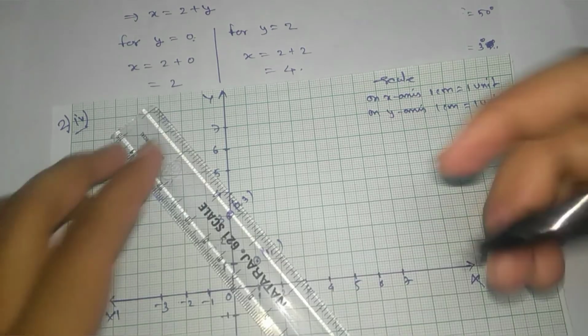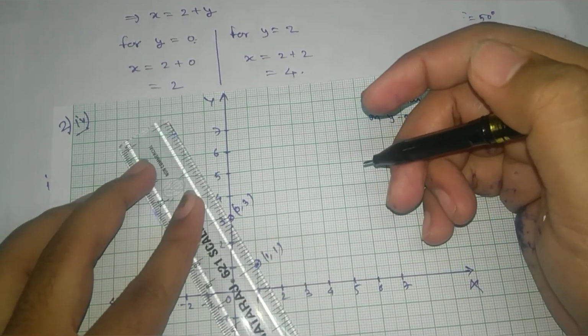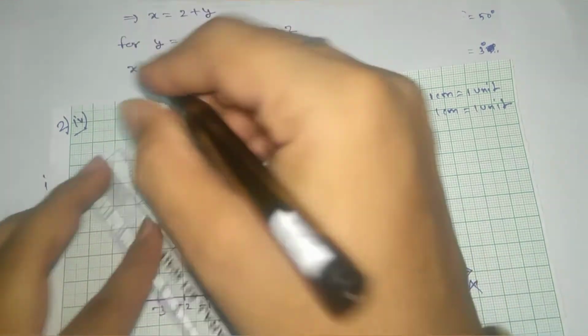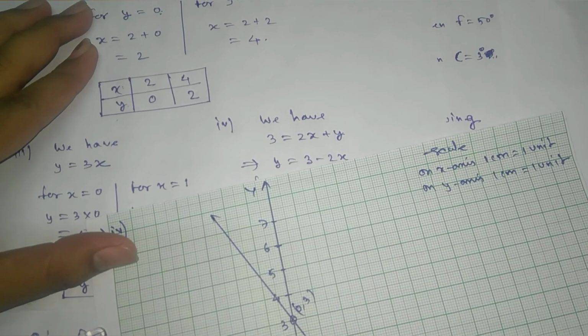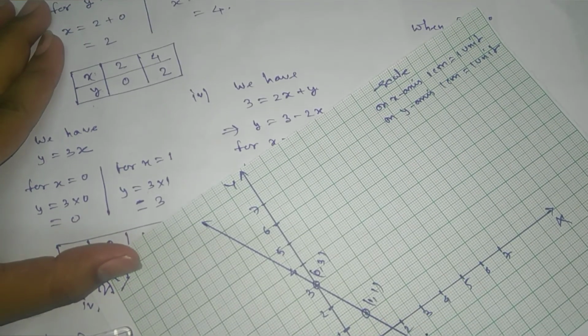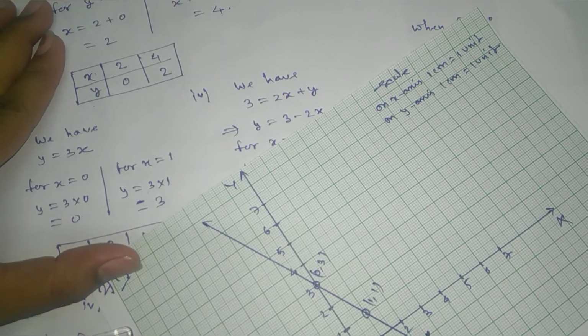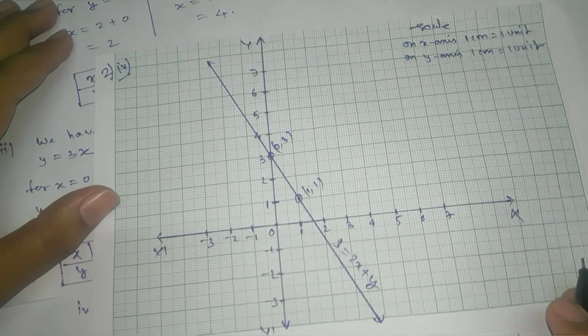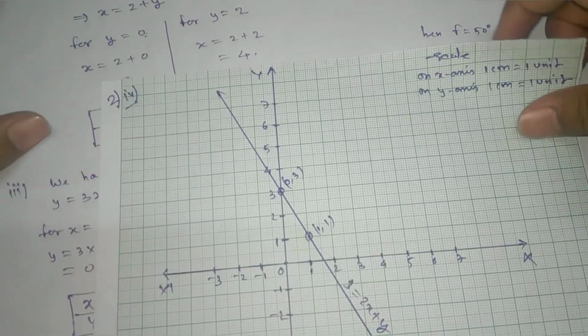So adjust the point, draw the line. Write the name of the line, wherever the space is there, take it like this: 3 equals 2x plus y. This is the presentation. Okay, for the fourth one.